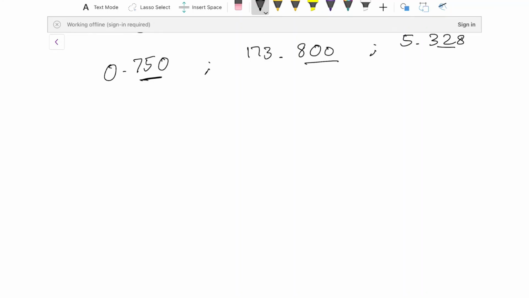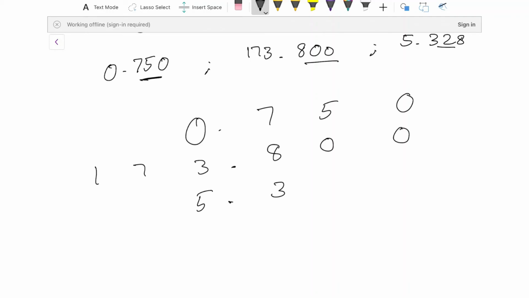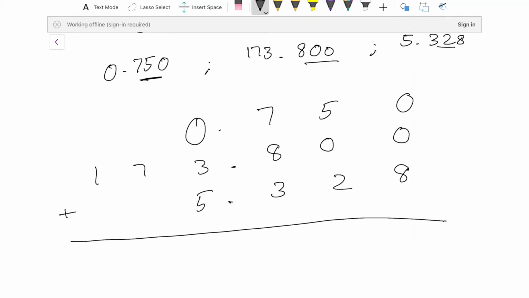So first one is 0.750, then you have 173.800, and then you have 5.328. Okay, I have just put these decimals in their place value houses and do the regular addition. 0 plus 0 plus 8 is 8, 5 plus 0 plus 2 is 7, 7 plus 8 plus 3 is 8 plus 3 is 11, 18, 1 gets carried over.